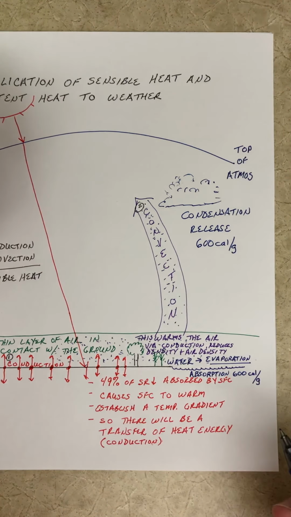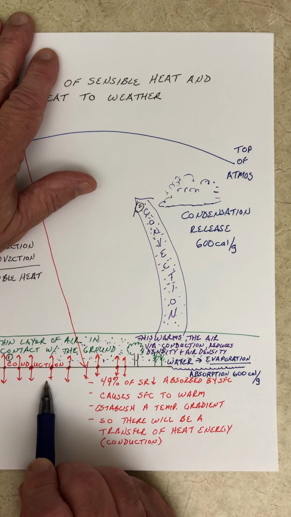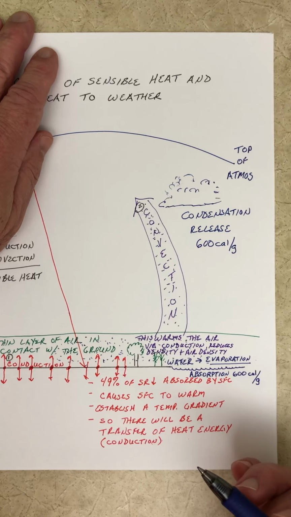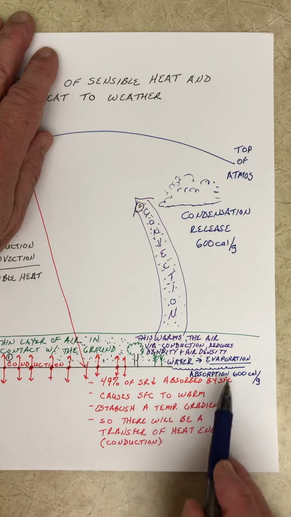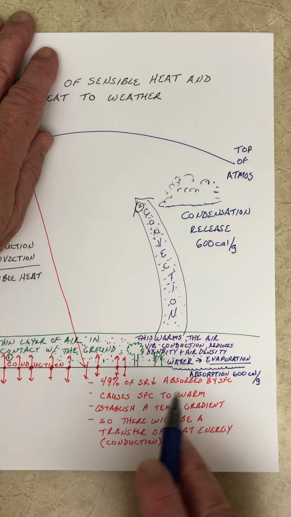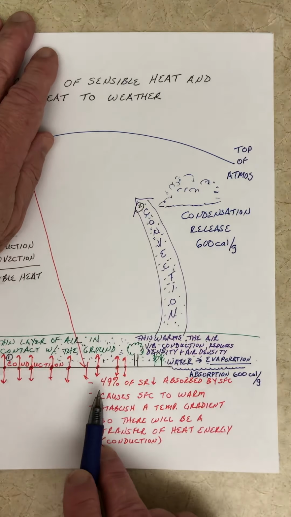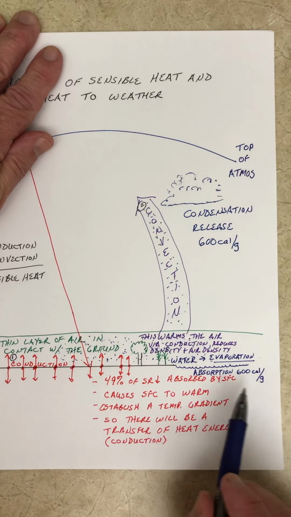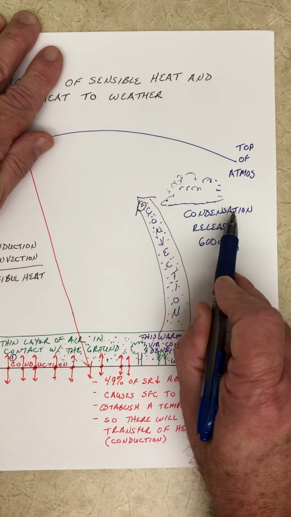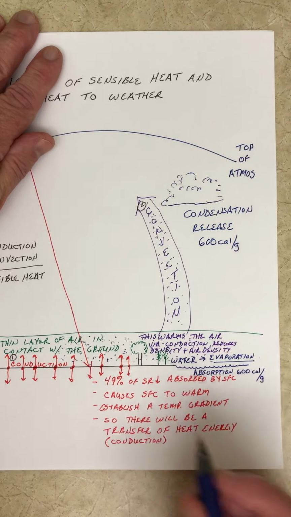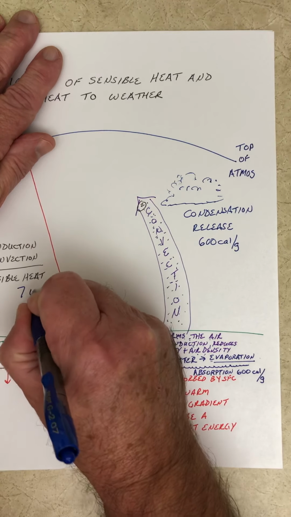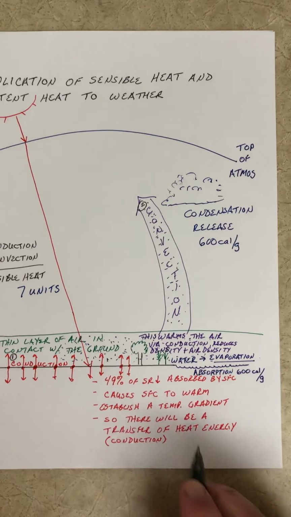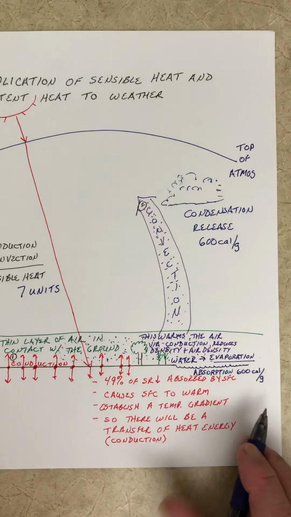So the long and short of it is we had a surplus of heat energy at the surface. We had a deficit of heat energy in the atmosphere. How do we overcome that imbalance? We move that surplus heat energy from the surface into the atmosphere through a combination of conduction and convection, which is sensible heat, and through evaporation and condensation, which is latent heat. Sensible heat is 7 units, moves 7 units of that 30 units of surplus from the surface into the atmosphere.